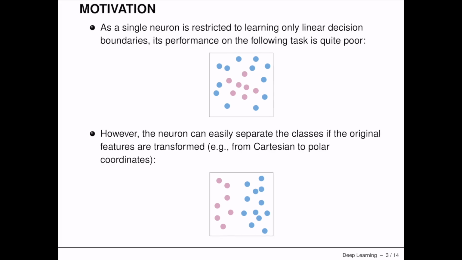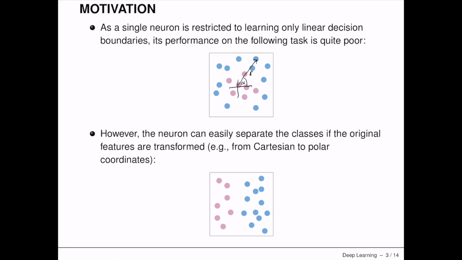However, if we would perform some kind of coordinate transformation, this could look very differently. For example, we could transform the Cartesian to the polar coordinates. For a brief recall of the polar coordinates, if this is point 0, the polar coordinates of a point would be given by the angle here and the length of this vector. It's called radius.